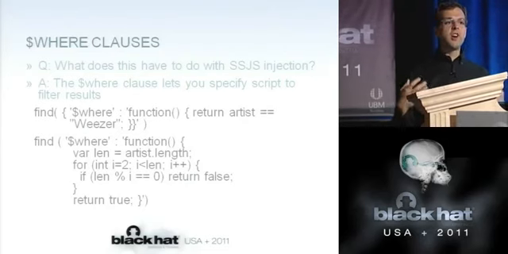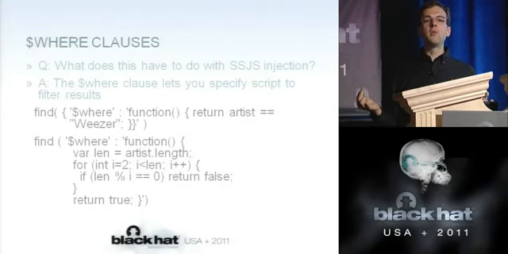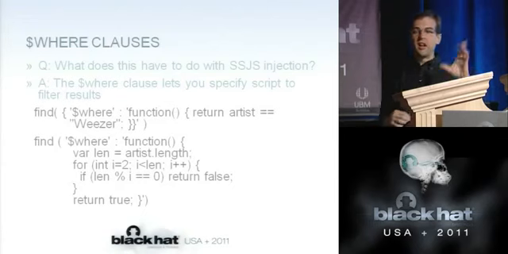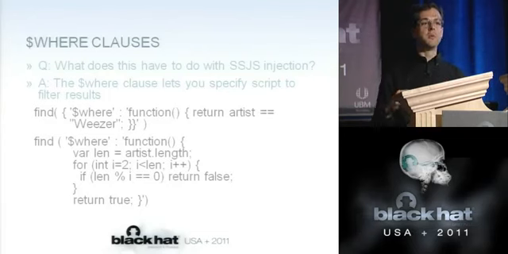So I'm going to create a JavaScript function, and this is going to return true or false. And I can do anything I want within that. If it gets true, then that document is going to be returned as part of the filter, and if it's false, it's not. So at this point, I can do that same thing again. I can say, I'm going to create a function, and I'm going to return artist equals Weezer, so this will pull back all the Weezer ones.